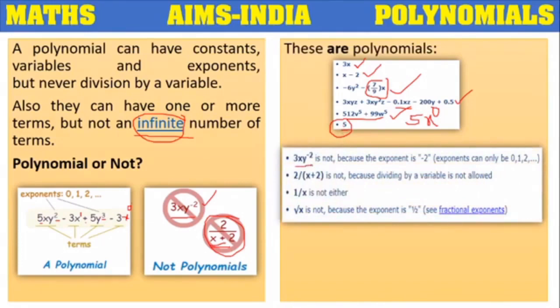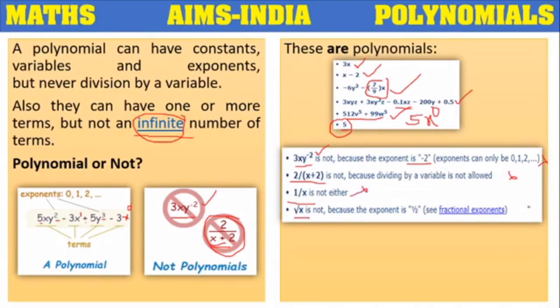3xy to the power of minus 2. Here in the exponent place, we have minus 2, which is not a whole number. So that's why this is not a polynomial. 2 by x plus 2. In the denominator part, a variable is there. It is also not a polynomial. 1 by x. Denominator part, variable is there. It is also not a polynomial.